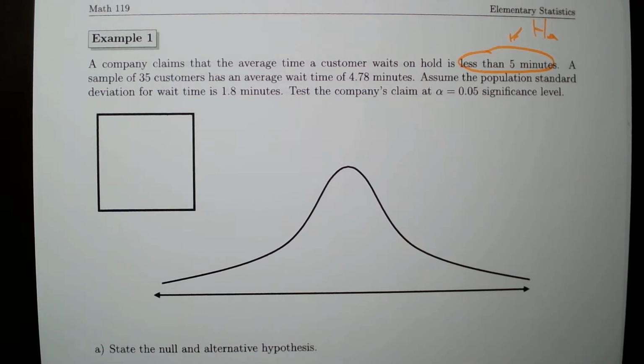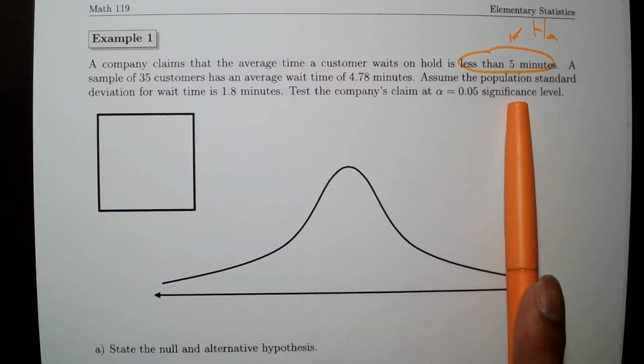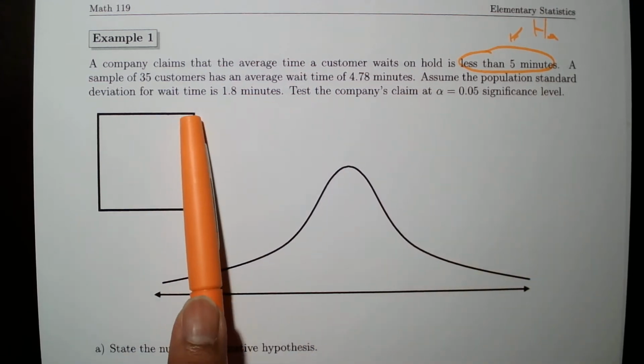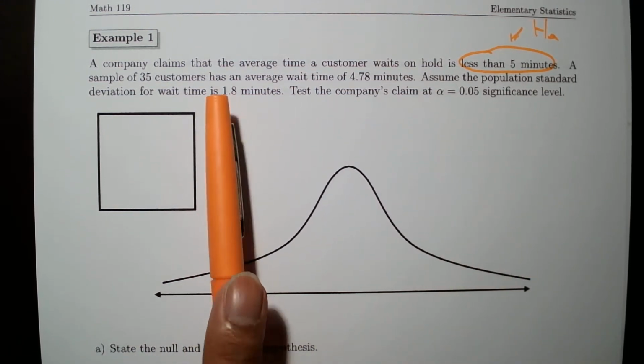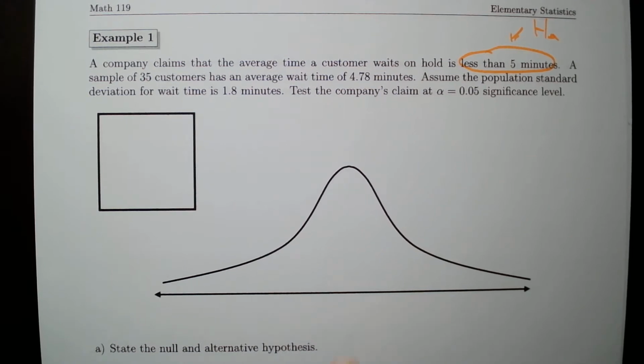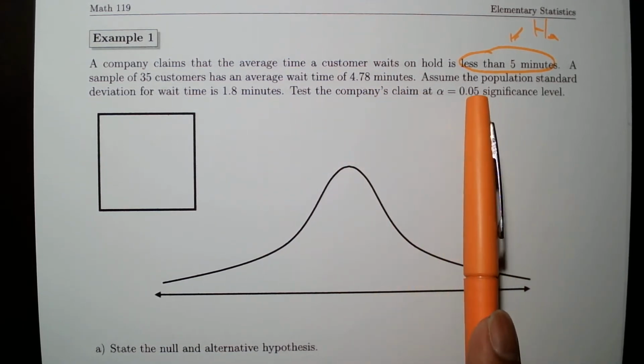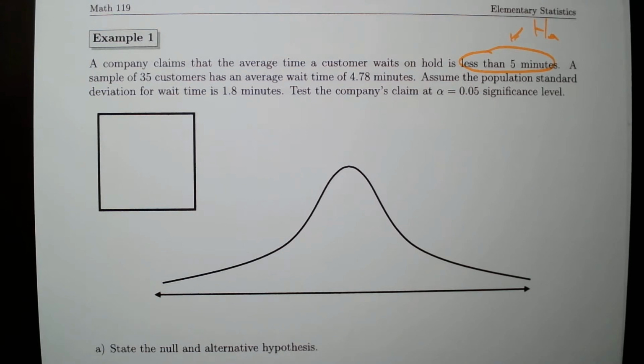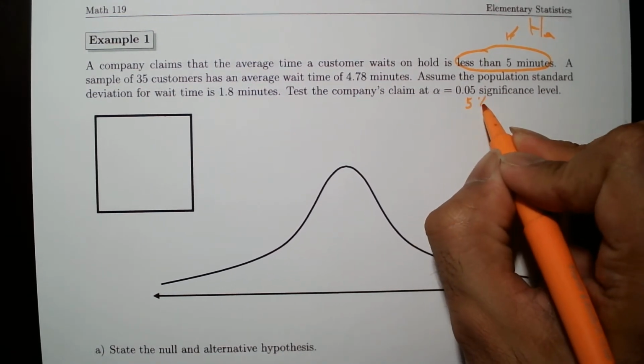A sample of 35 customers has an average waiting time of 4.78 minutes. Well, that's a good number. Sounds good, but is the sample representative? We will figure it out. Assume the population standard deviation for wait time is 1.8 minutes. Test the company's claim at alpha equals 0.05 significance level, which is 5%.